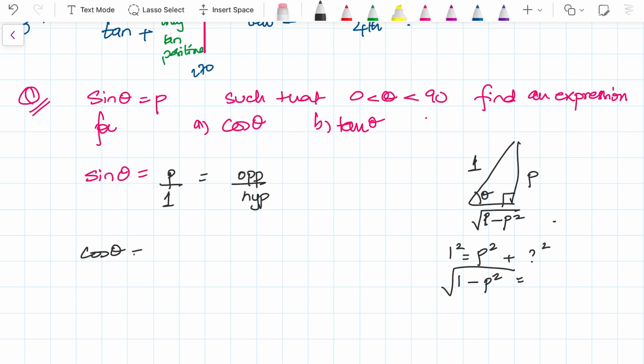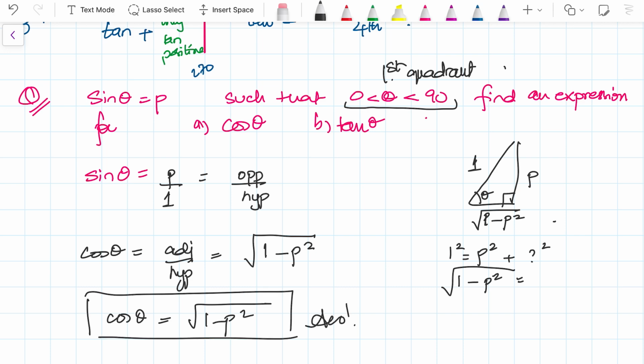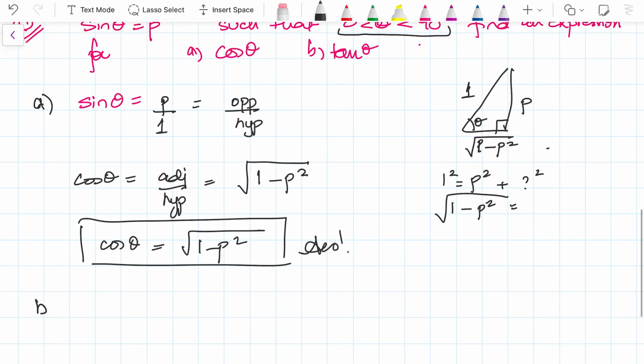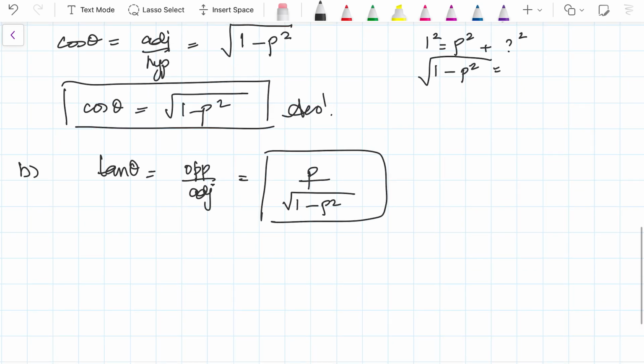Now, cos theta is equal to adjacent upon hypotenuse. Therefore, it will become the square root of 1 minus p square, and the hypotenuse is 1. Now, because theta is between 0 and 90, it means I'm talking about the first quadrant. And in the first quadrant, all ratios, cos theta, tan theta, are positive. This is going to be my answer. Now, the second part says you have to find tan theta. Tan theta is opposite upon adjacent. What is the opposite? p. What is the adjacent? Square root of 1 minus p square. Once again, tan is positive in the first quadrant, so it will remain positive.